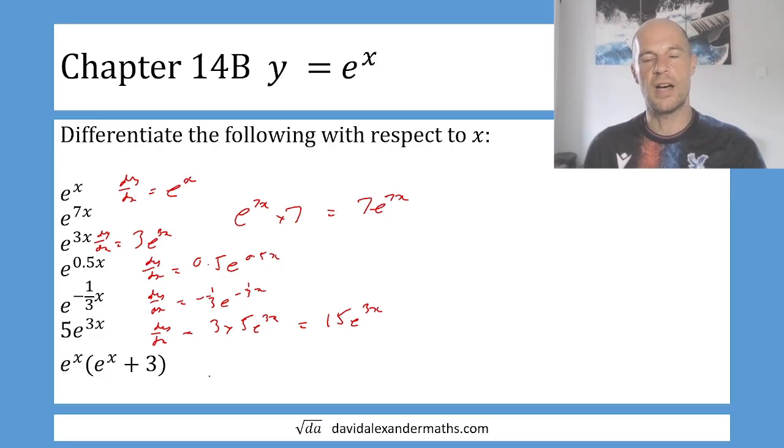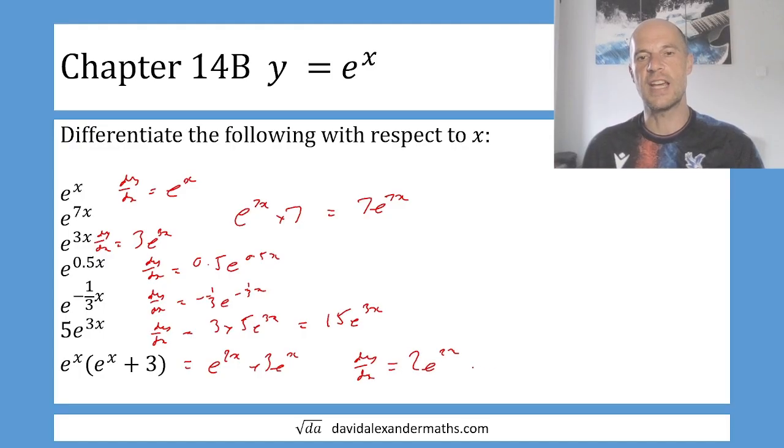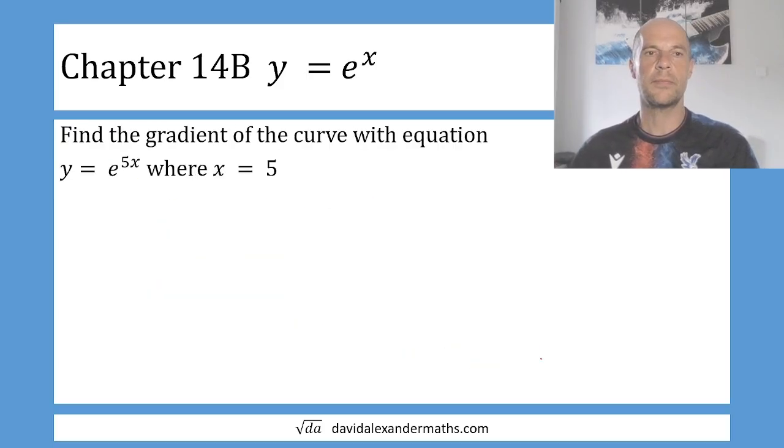Now for this one, I'd expand the brackets, so that is going to be e to the power of x plus x, so e to the 2x plus 3e to the x. e to the power of 2x differentiates to 2e to the 2x, and 3e to the x, well, that is just 3e to the x.